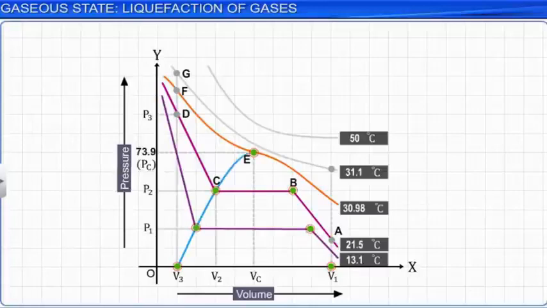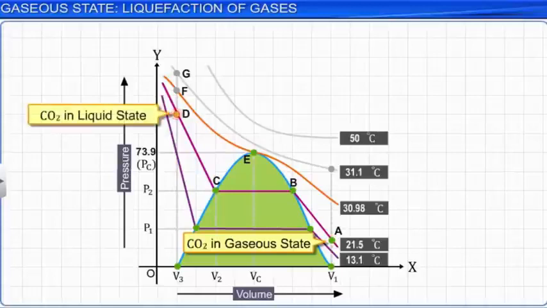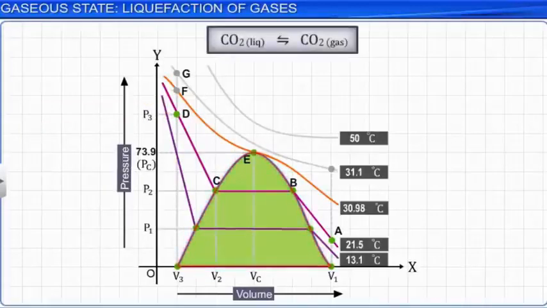Point A represents the gaseous state, whereas point D represents the liquid state. All points within the dome-shaped area represent the existence of liquid and gaseous carbon dioxide in equilibrium. All gases on isothermal compression exhibit the same behavior as shown by carbon dioxide.